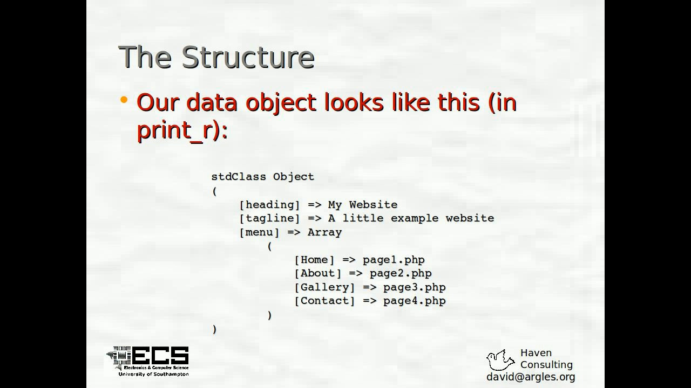The first entry is heading pointing to my website, then tagline pointing to a little example website, the text a little example website, and then the third entry is menu, and that's pointing to an array, and that array has first entry home pointing to page 1, about, and so on through the 4 pages.